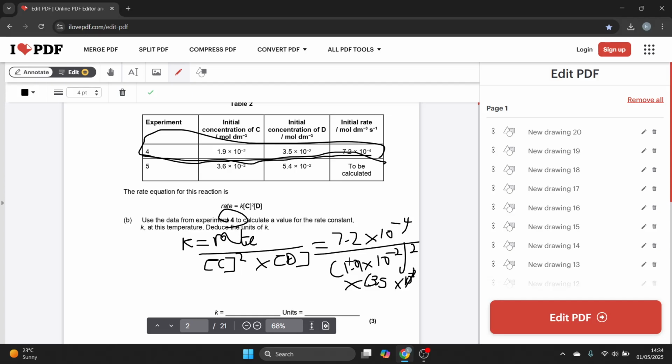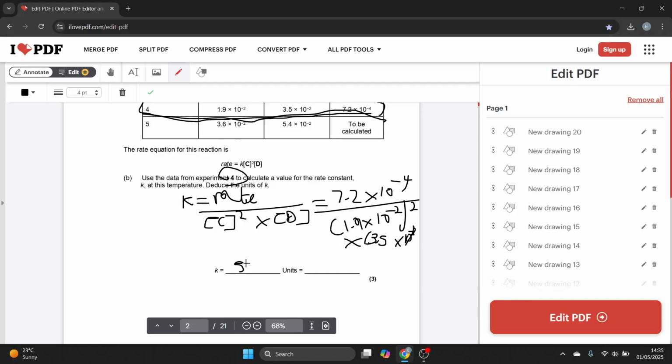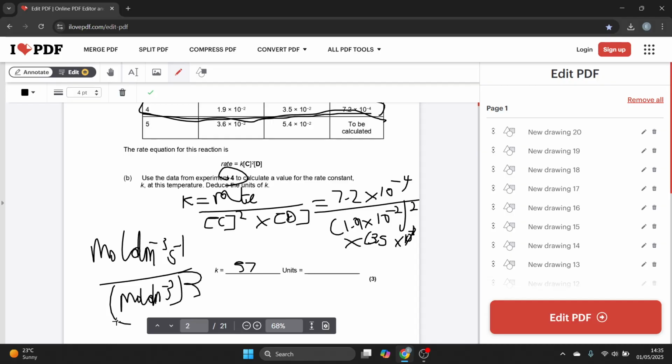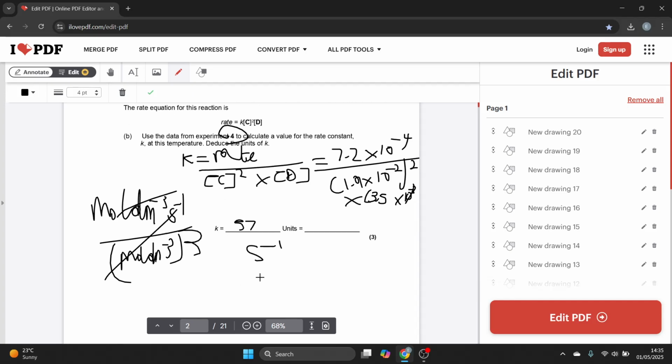So 7.2 times 10 to the power minus 4 divided by 1.9 times 10 to the power minus 2 squared times 3.5 times 10 to the power minus 2. I get 57, and for the unit, the rate unit is mol dm^-3 s^-1 over mol dm^-3 cubed. Well, that will give me s^-1 over mol dm^-3 squared, so mol to the power 2 dm to the power minus 6.